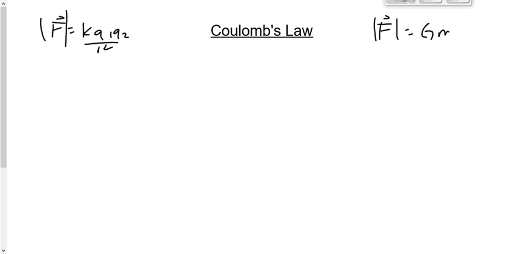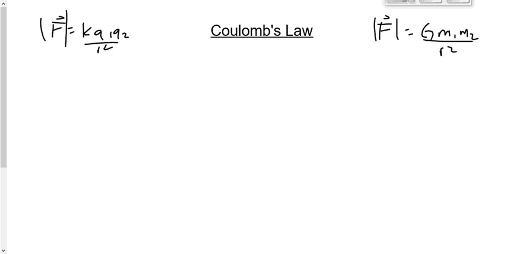Yesterday I taught you about a new law called Coulomb's law, which reminded us a lot of Newton's law of universal gravitation that we learned back in Physics 20. The equation for Coulomb's law, F is equal to kQ1Q2 over r squared, looks an awful lot like the equation for Newton's law of universal gravitation, Gm1m2 over r squared.